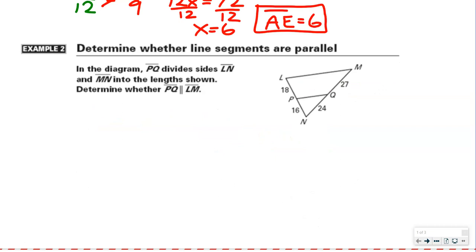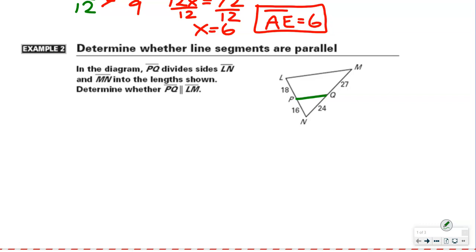In our next example, we're determining whether the line segments are parallel. So in this diagram, we see that side PQ divides LN. So here's PQ. It says that it divides LN and MN into the lengths shown. Determine whether PQ is parallel to LN. So we want to set up proportions here and then find out if they are parallel.